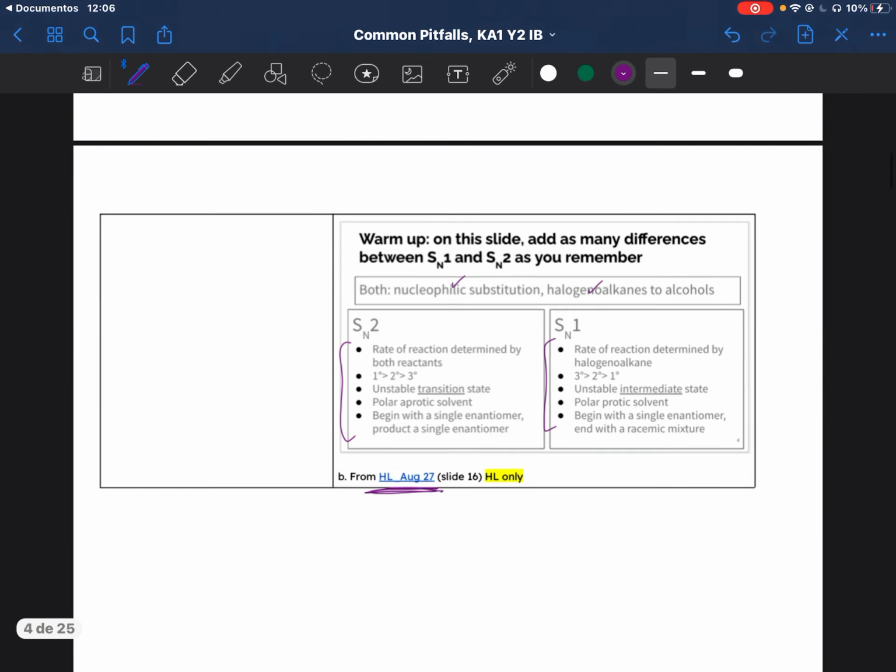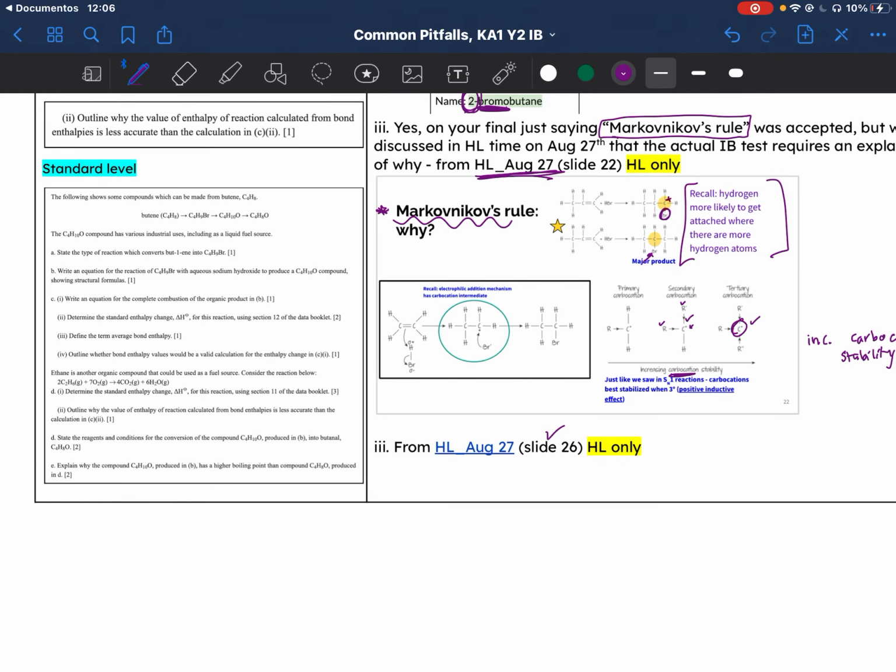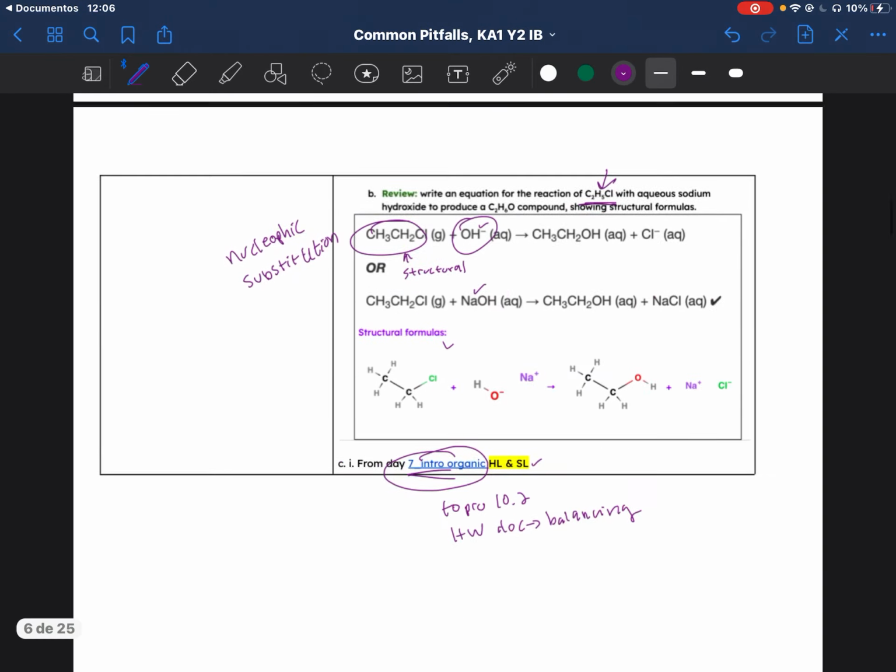Let's just double check which question that was. And this one was for everyone. Outline whether bond enthalpy values would be valid in CI. Well, notice they told us that this one here was liquid. They told us that my alcohol was in liquid form. And so for the reason that we are just saying, no, because it needs to be in gaseous form.